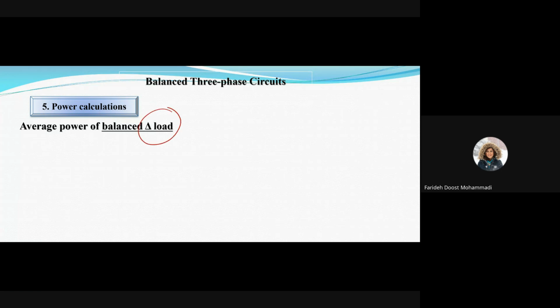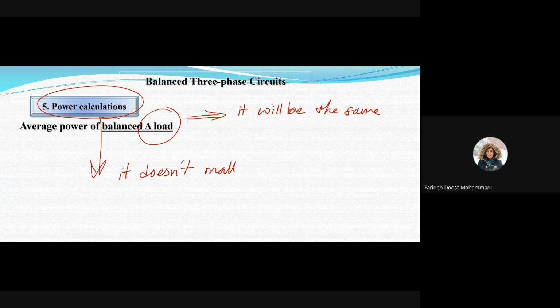Now, does it matter if I have a delta load? If you have a delta load, you can transfer it to a Y-connected load. You can calculate ST, PT, and QT, the total. But the final conclusion is that it will be the same. So when we are doing any power calculation, it doesn't matter if the load is either Y or delta connected. As long as you're using either phase or line parameter, you're plugging them into the equation, you're going to get the exact correct value at the end.